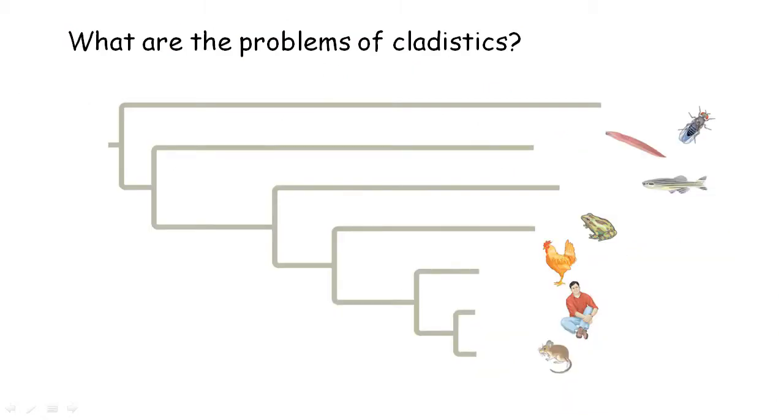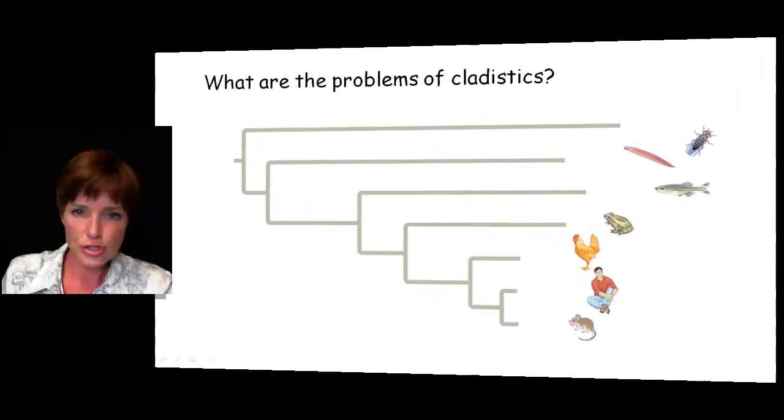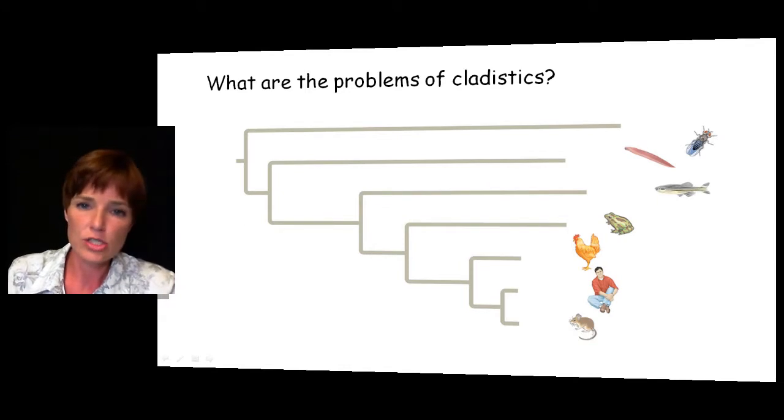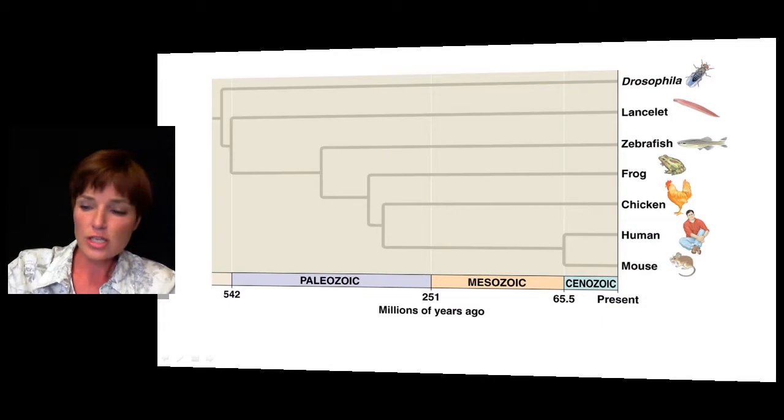If we talk about cladistics and the problems with cladistics, the problems are very similar to what we have with the phylogenetic trees. One of the biggest problems is time. These branch points don't have a set time on them, so it's hard to get a real idea of when something evolved with respect to the geological record.